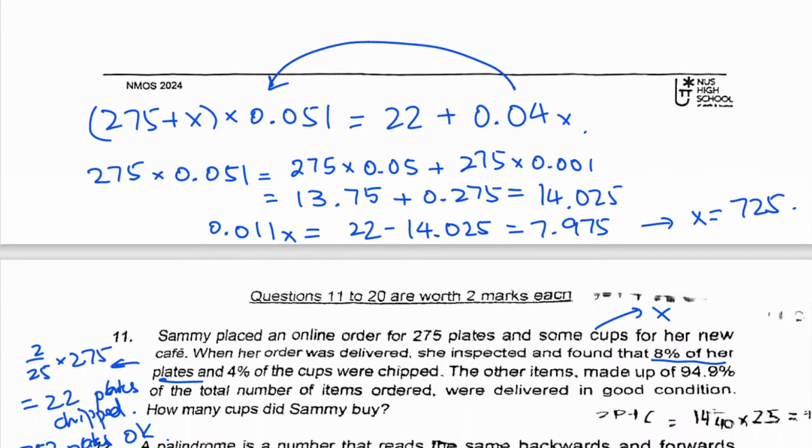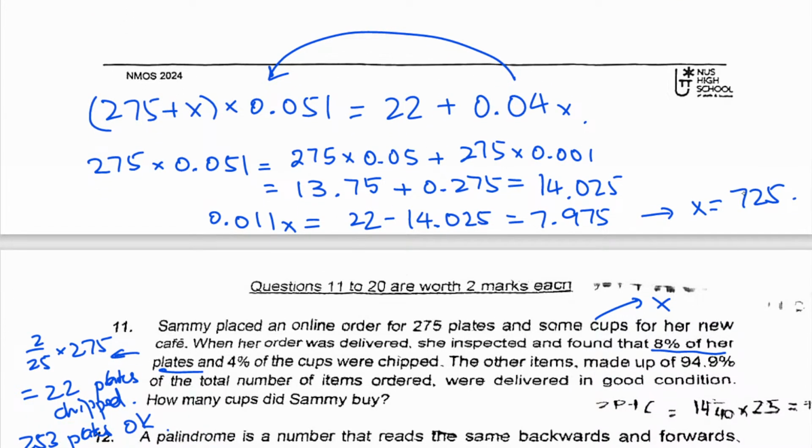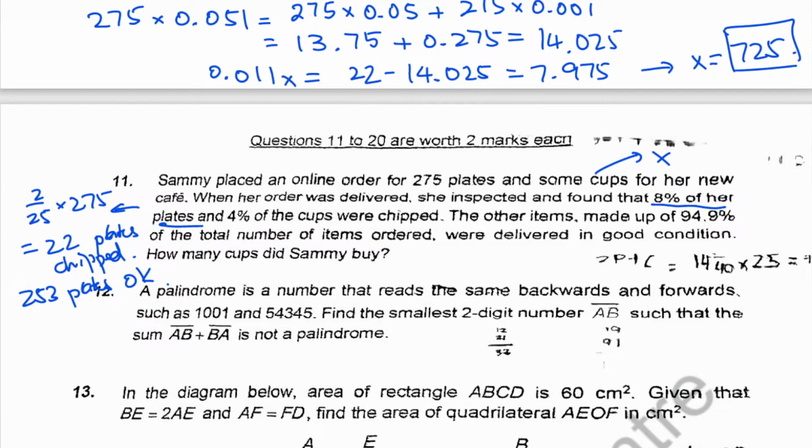Okay, so what's the question asking for? How many cups did Sammy buy? It's 725. Okay.